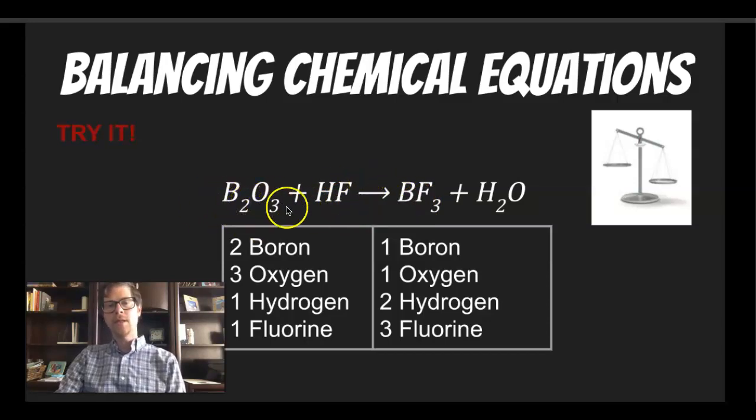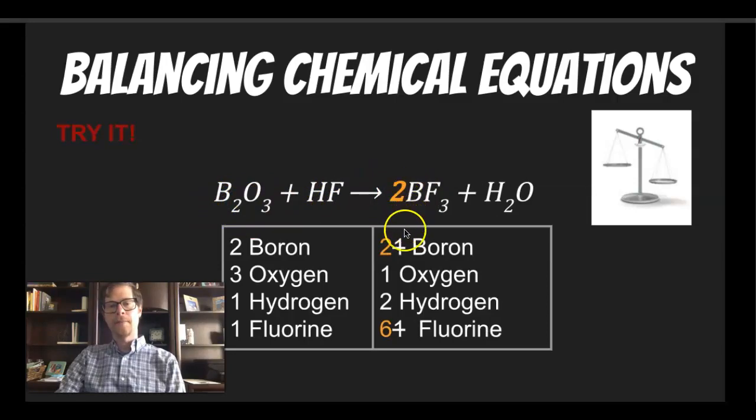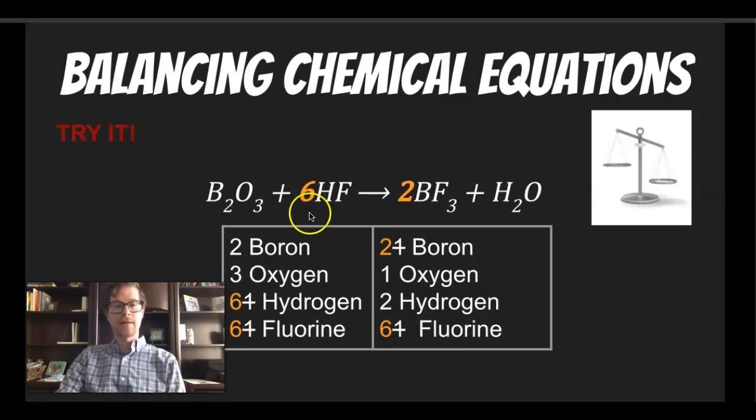So we got B2 over here, we need a 2 over there, and that gives us 2 boron and 6 fluorine on the left. Okay, so that's a lot of fluorine. We're going to have to balance that out right away. So let's put a 6 right here next to the HF. What does that give us? 6 fluorines and 6 hydrogens. So our fluorines are balanced, our borons are balanced.